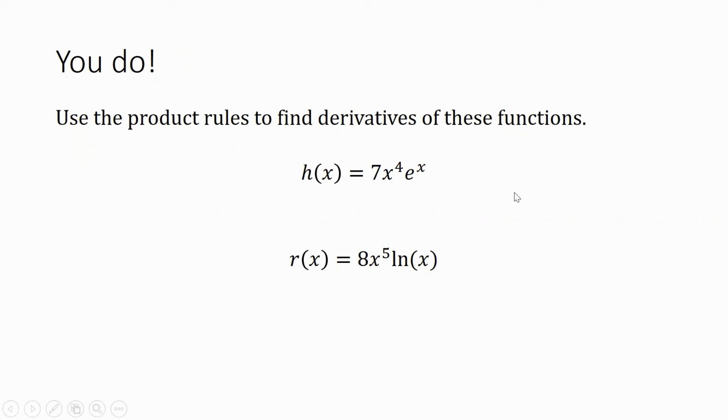I want you to try to find the derivatives of these two functions using the product rule. Go ahead and push pause on the video and do that.